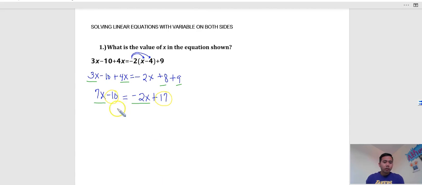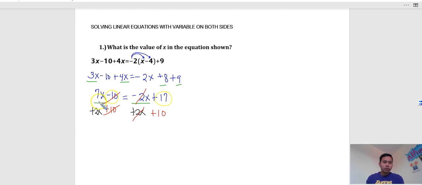So I'm going to add 10 to both sides, meaning I'm going to transpose 10 to the other side. So this one will be canceled out. And I'm going to add 2x to both sides. So plus 2x, plus 2x, so that 2x would be on the other side also. All right, so this will be canceled out.